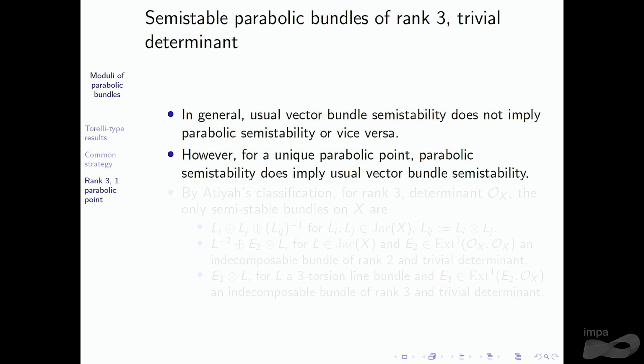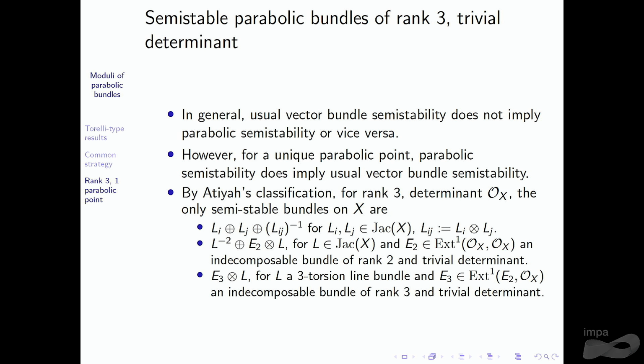But in general, this is not going to be the case. However, if you just have one point, a unique parabolic point, parabolic semi-stability does imply usual vector bundle semi-stability. So that means that if it is not semi-stable in the usual sense, then it can't be parabolic semi-stable. So if we want to look at parabolic semi-stable bundles, we should just consider those that are usual semi-stable. And that's what we do.